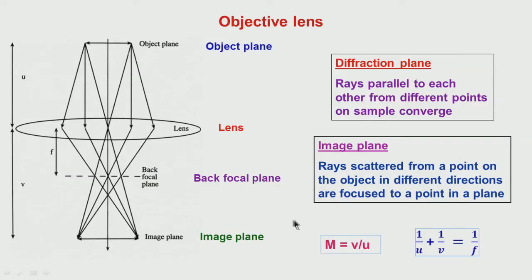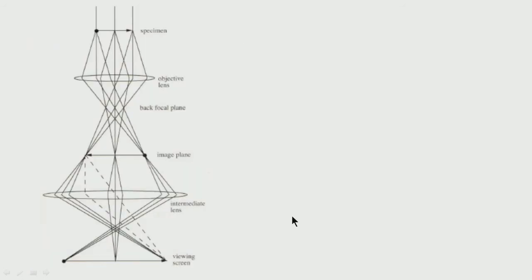All this information is embedded in this. If we keep an object at a particular place, this tells us where the image will form. The back focal plane is known from the focal length, that is well defined, but the image plane depends upon where we keep the object, and that is given by this relation, and the magnification also depends upon that. You have studied these things in 11th and 12th, so I am not going into the details, I will leave it here.